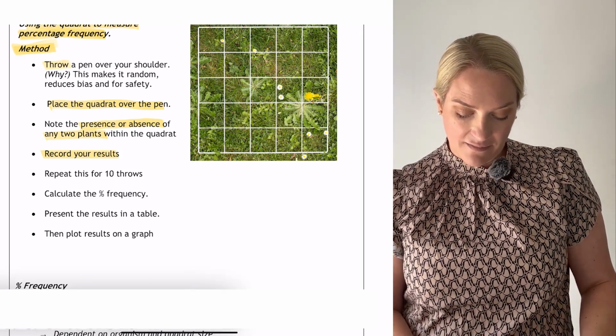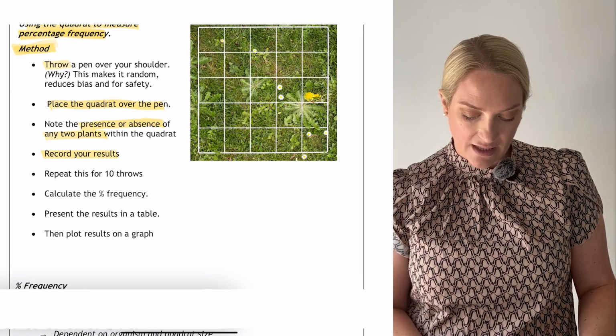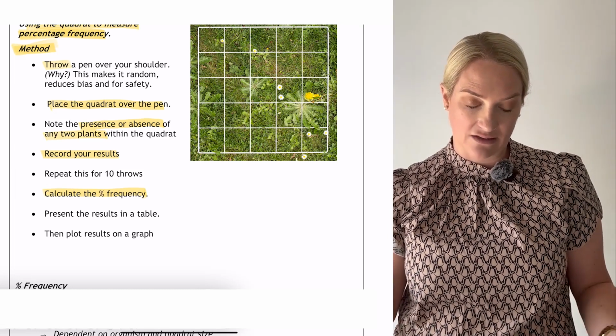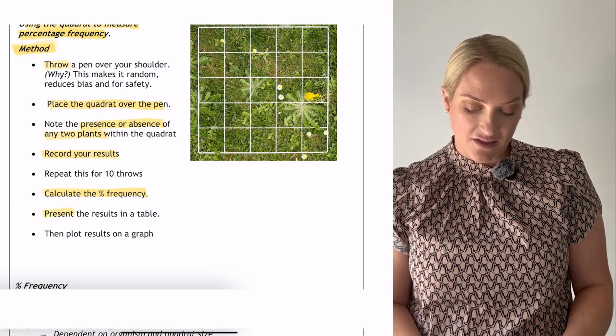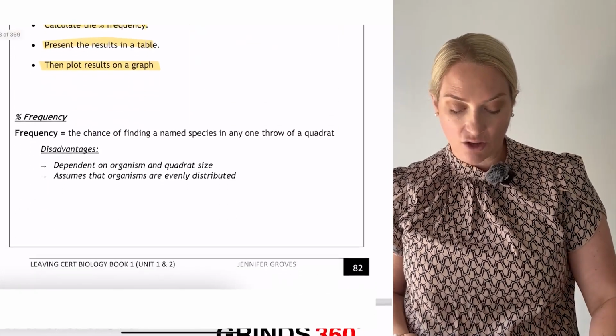From that, you've done that 10 times. So then you're going to calculate out the percentage frequency. Of the percentage frequency, you've seen, for example, the daisies there 7 times out of 10, so 70% frequency there. You're going to present your results in a table, and then you may plot your results in a graph.